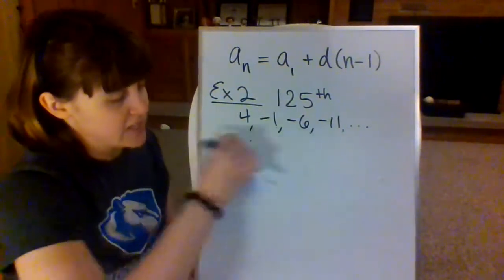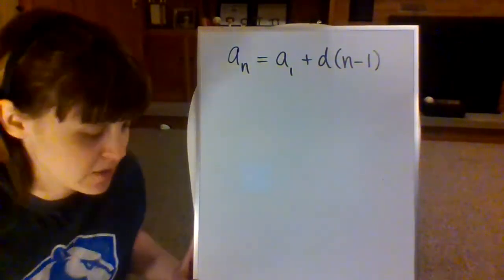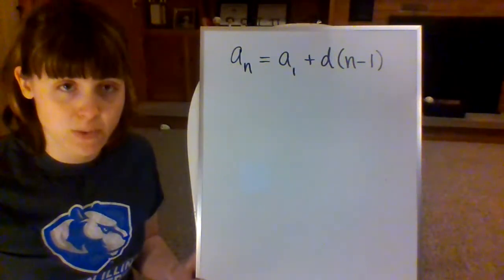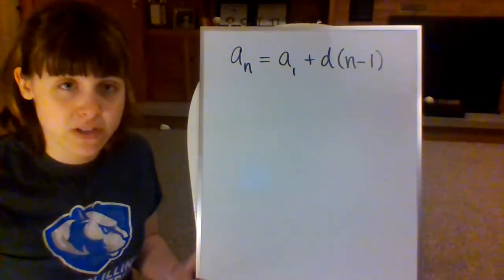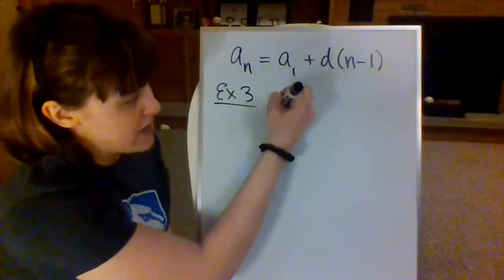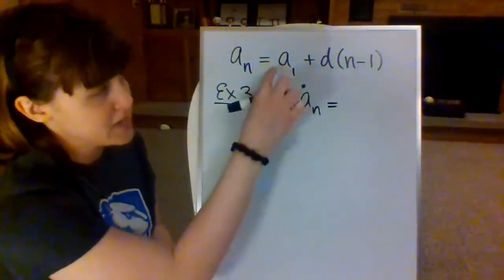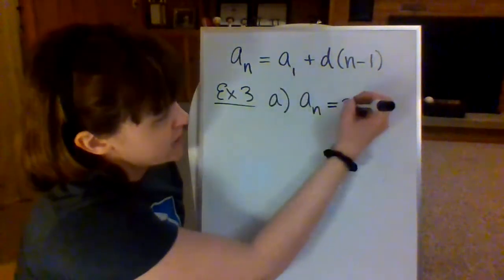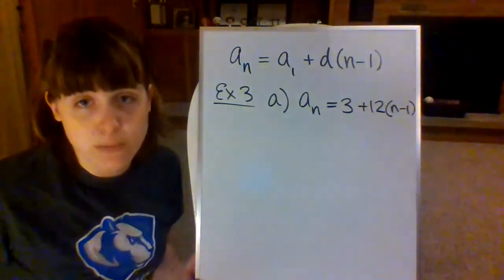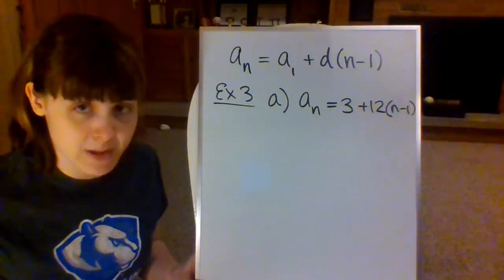Example 3 asked us to write an equation and then to find the 15th term. It gave us the first term was 3 and the common difference was 12. So on example 3, part A, it asked for the formula, so we're going to have A with subscript of n equals the first term, 3, the common difference, 12, and then the n minus 1 part's always n minus 1. Okay, so that's our generic formula.